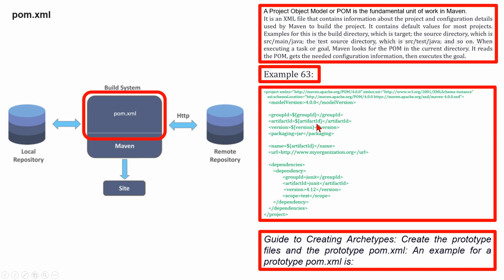artifact ID and group ID variables: dollar sign, open curly brace, artifactId, close curly brace, and dollar sign, open curly brace, groupId, close curly brace. Both variables will be initialized from the command line when calling archetype generate. An example of a prototype pom.xml is here.